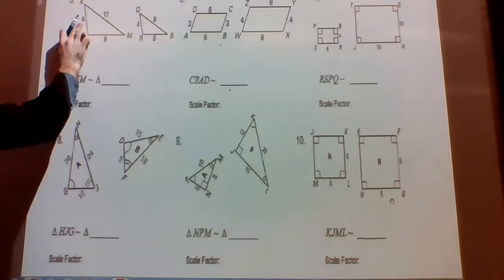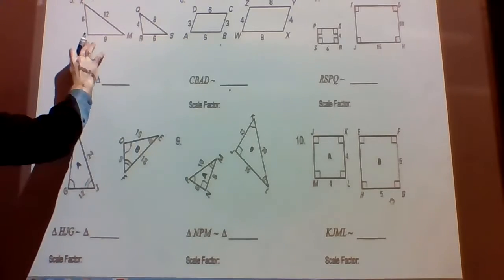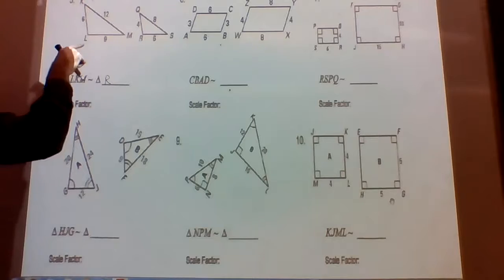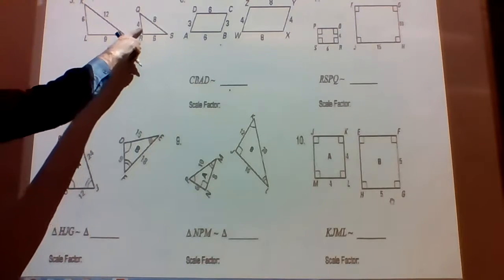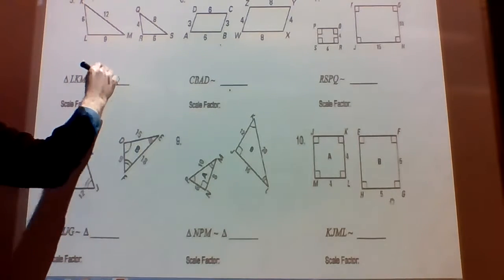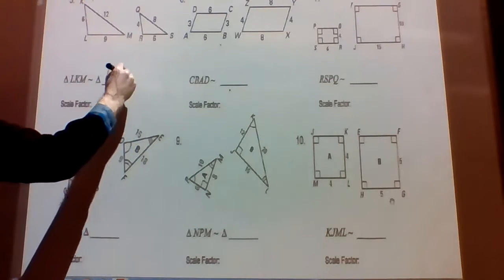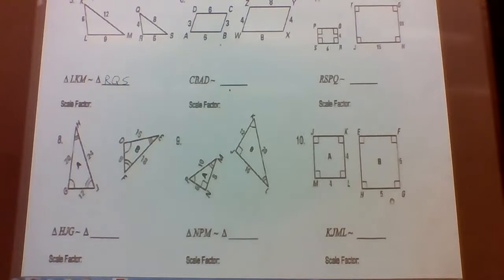L is between the small side and the medium side. So that's going to line up perfectly with R. K is between the shortest side and the longest side. So that's going to line up perfectly with Q. And then M is between the longest side and the middle side. It's going to line up perfectly with S.